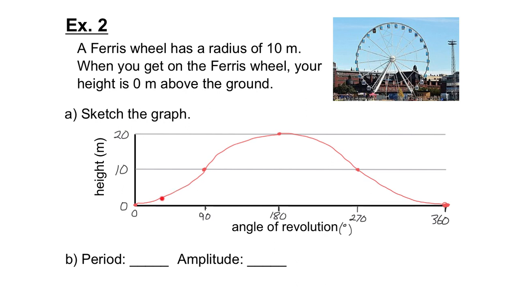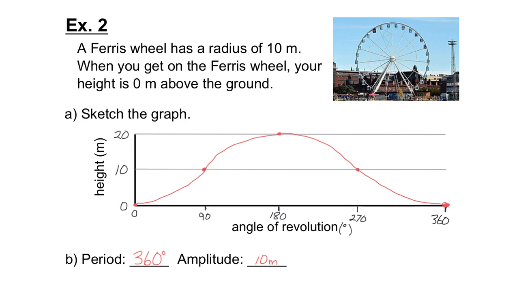So the goal is to draw a smooth curve through these. You're not playing connect the dot with straight lines. You want to flatten out every time you reach a maximum or minimum. So anyway, there's the sketch of the graph. The period, remember what period means? It's the length of one cycle. So we can see one complete cycle on the drawing. One complete cycle is 360 degrees. And the amplitude would be 10 meters. From the central axis to the maximum or to the minimum is 10 meters.